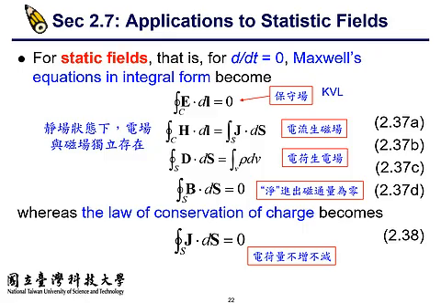Why? Because in this equation, we see that the closed loop integral of E is independent of the path. So no matter what closed path it is, as long as the observation point can be moved back to the original point under static electrical field, the total electrical potential difference is 0 for all cases, for all paths.